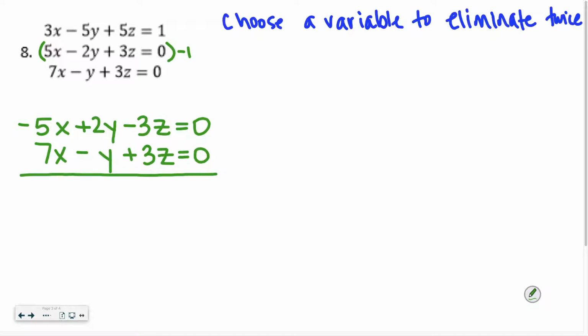Okay. And just so you can follow along, I'm taking equation 2 and multiplying it by -1 and adding it to equation number 3. Just so you know what I'm doing, okay? All right. So what happens? We made the z's opposite, so those go away, and we're left with 2x plus y equals 0.